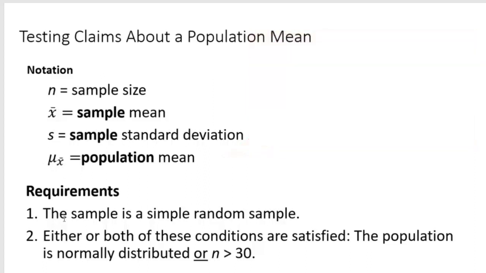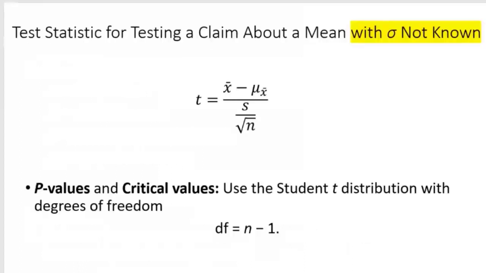Now, when we are going to test claims about the population mean, the sample has to be a simple random sample. So you've got to make sure of that first of all. And then the second one has an or in it. So it's got to be simple random, and it's got to be normally distributed, or you have to have a sample size bigger than 30. So simple random, n is greater than 30. That works. Simple random, normal distribution, that works. But you're going to have to verify that each time, or you might have to select on your homework that you can't do it, or it'd be meaningless.